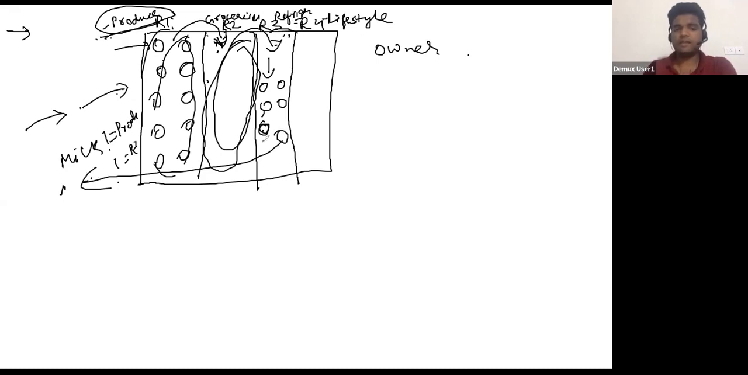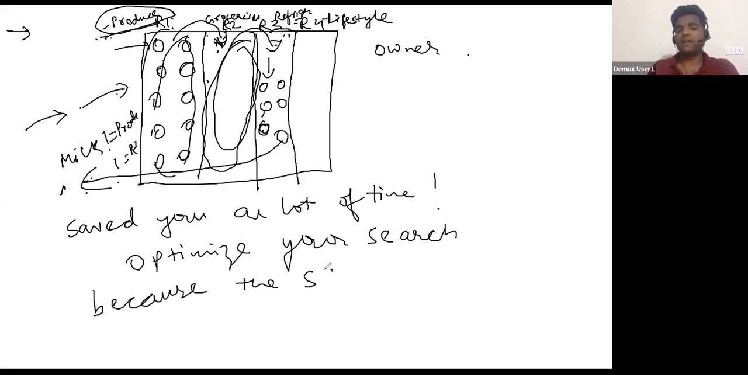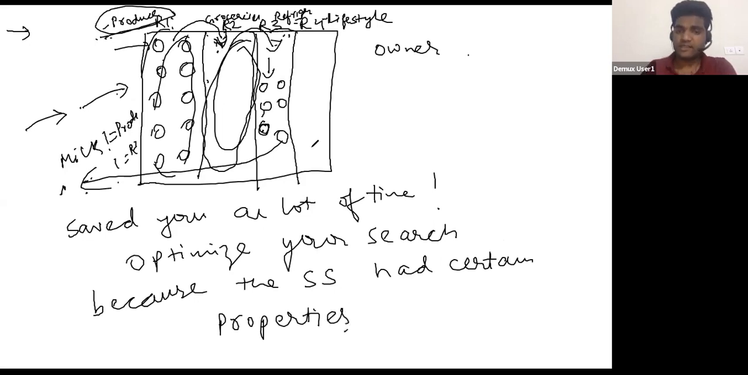So what has this achieved? This has saved you a lot of time. So you were able to optimize your search, because now hear this very carefully: you were able to optimize your search because the search space had certain properties which enabled you to search efficiently, right? What was the property of the search space in this example which enabled you to search efficiently?